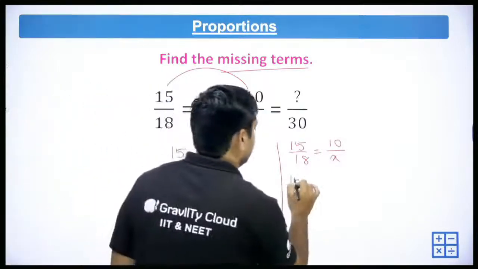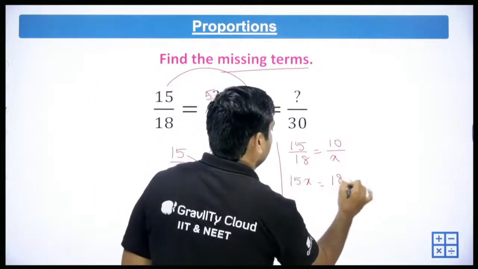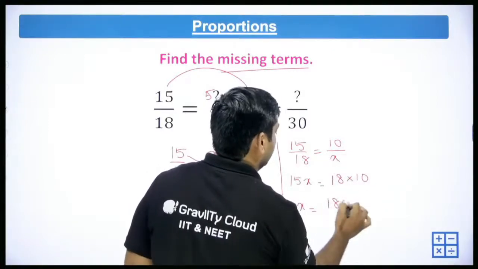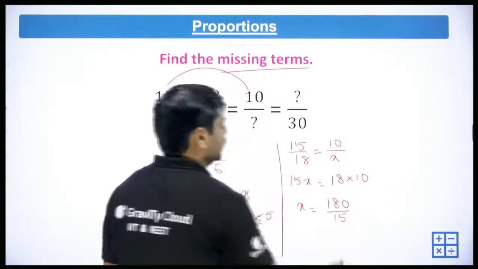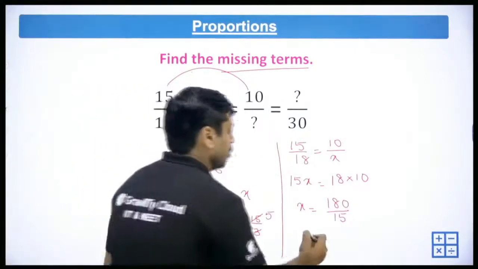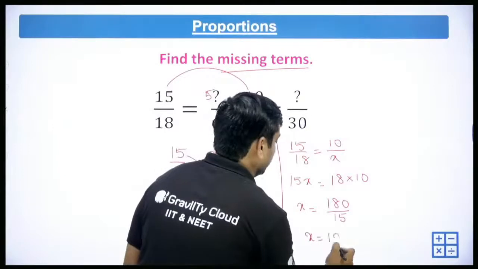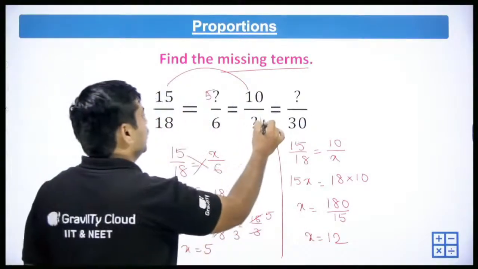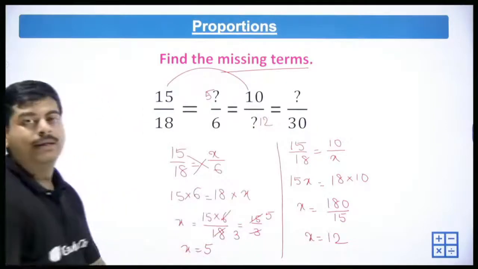So 15x is equal to 18 into 10. So x is equal to 18 into 10, which is 180, by 15. So I think it will be maybe 12. Please calculate that properly. You may get the value as 12. I'm not sure, but please try to calculate that. So it is 10 by 12.